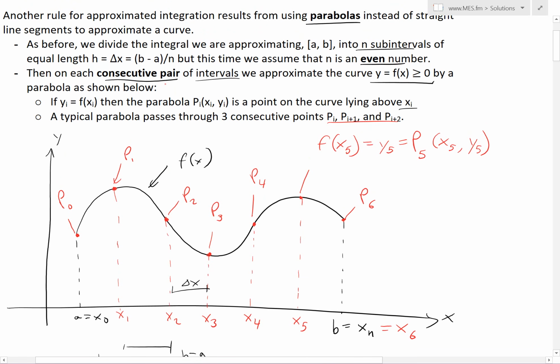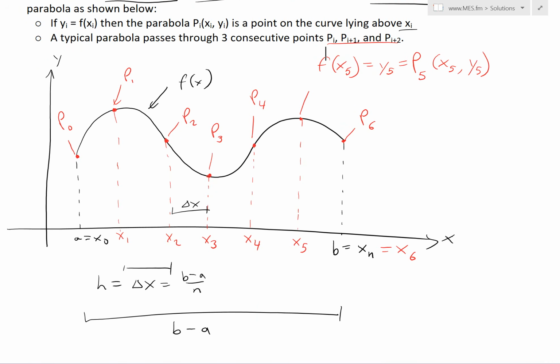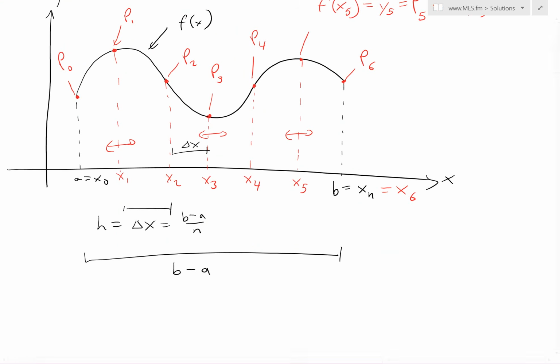On each consecutive pair of intervals, we approximate by a parabola. So here's a pair, here's a pair, here's a pair. That's why we need an even number of intervals n. So now we approximate by a parabola. Just draw a random parabola like this up to here, so it goes through the 3 points. Now here's one like this, and then this one, just to get a rough estimate, something like that.